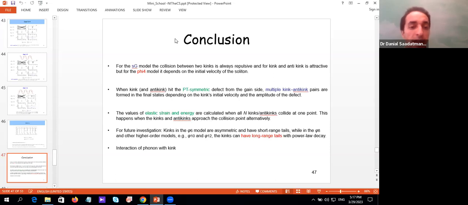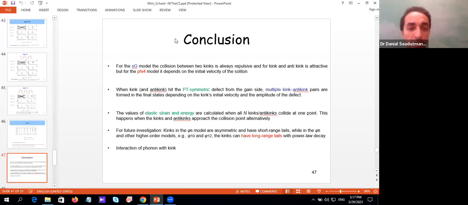And the extreme value of the elastic strain and energy was also calculated during the collision of the N kinks. And this can happen when kink and anti-kink are arranged alternately. For future investigation, it is important to study the interaction of the higher order field theories like φ⁶, φ¹⁰, and φ¹². For these models, kinks can have long range tails, which would be interesting for future investigation.